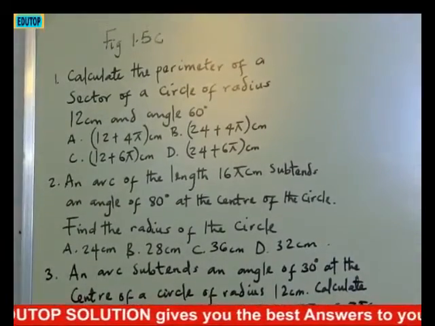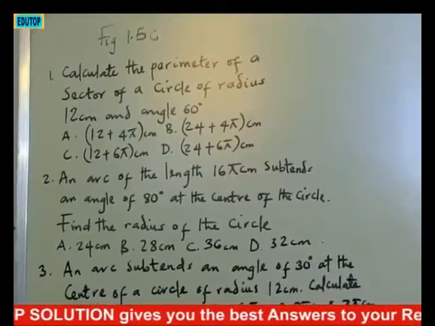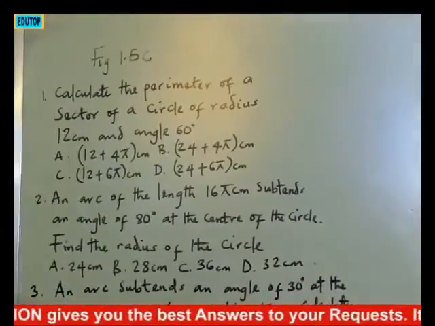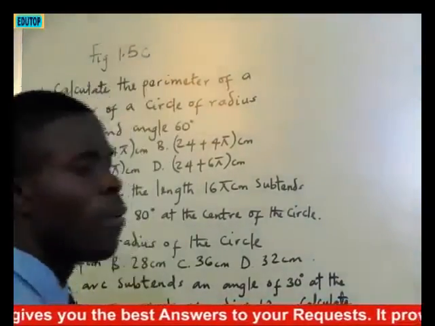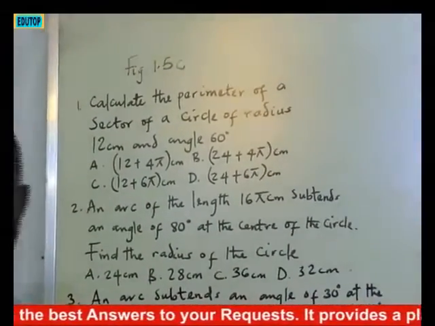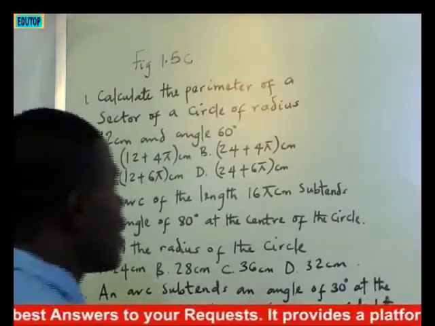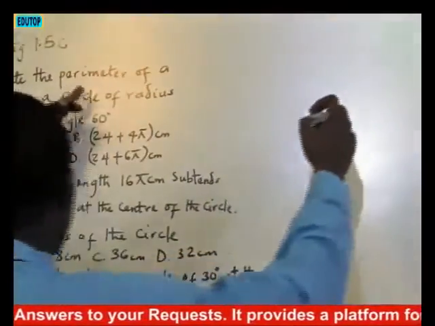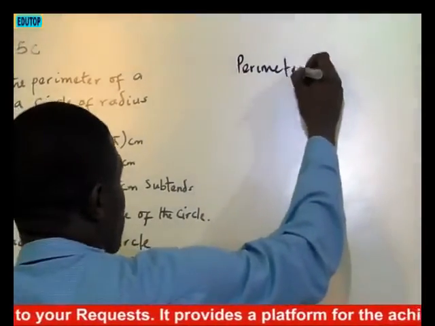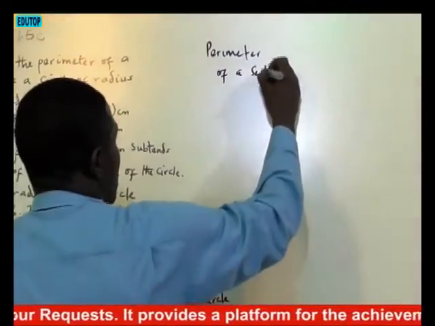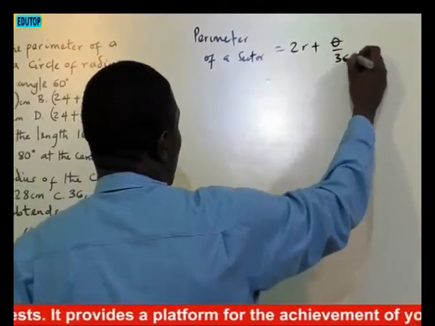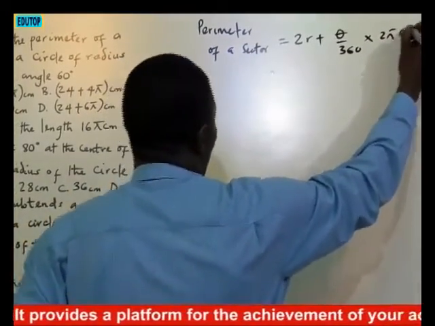So let's see how you are to go about the questions within the shortest possible time. Look at the first question. Calculate the perimeter of a sector. Based on the formulae that I gave during the analysis, when I was talking about mensuration, I gave the formula for the perimeter of a sector, and the formula is 2r plus length of an arc, which is theta over 360 times 2 pi r. This is the formula.